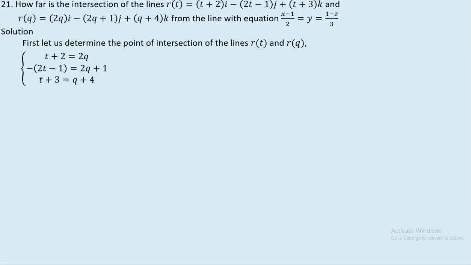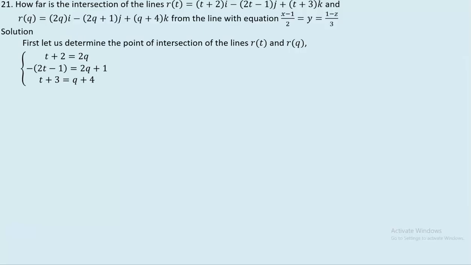To obtain the point of intersection, we have to equate these two: t plus 2 to be the same as 2q, the j component minus of 2t minus 1 to match with the j component of the second one, students, 2q plus 1, and t plus 3 must match with q plus what, students?